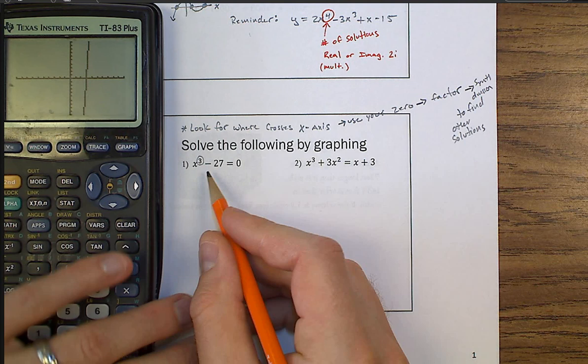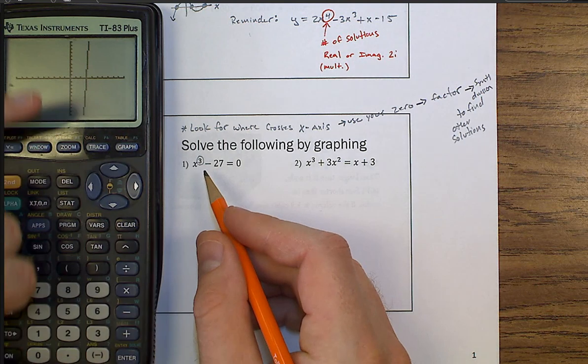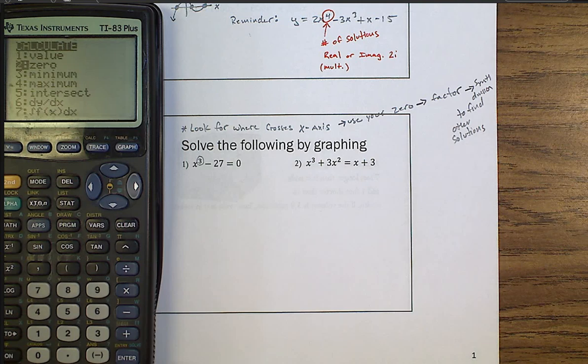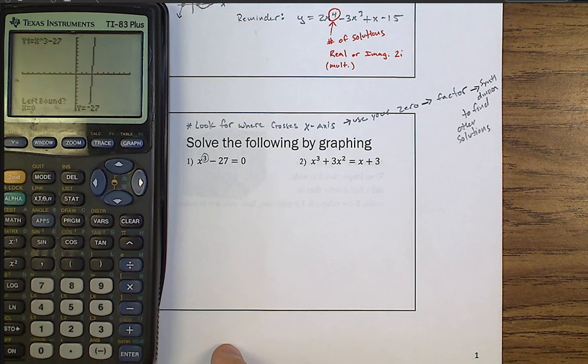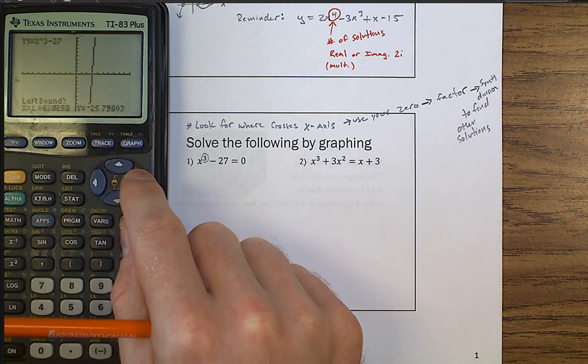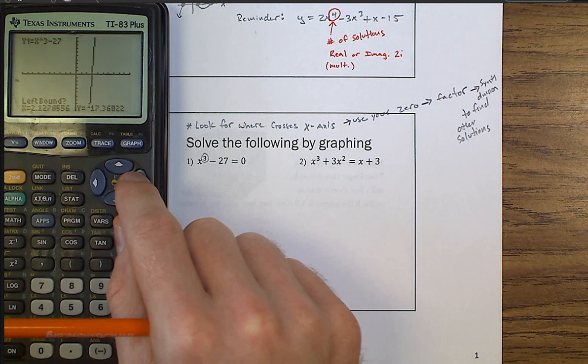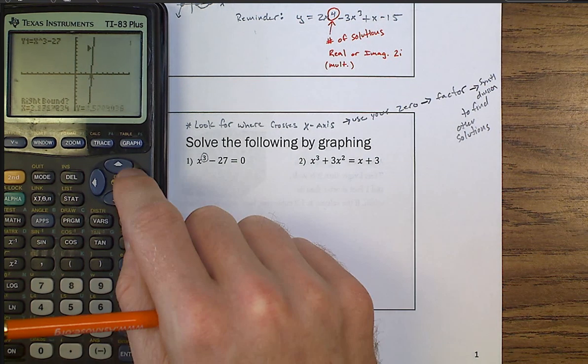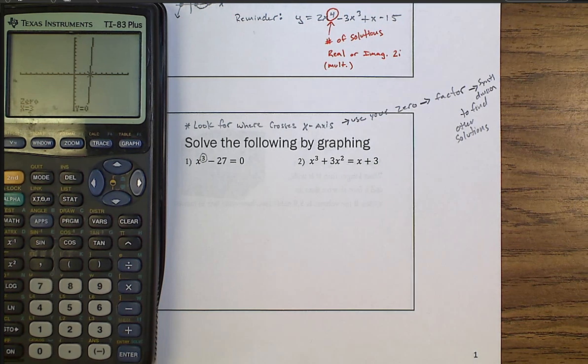We know 3 is an answer. We can see it right here. All right? And you can calculate it. Second, calculate. We can go to zero, hit enter. It's going to say left bound. Got to find my cursor somewhere. Nope, went past it. Nope, it's coming up. There it is. Left bound, enter. To the right, enter, enter. There you go. 3 is a solution. Okay.